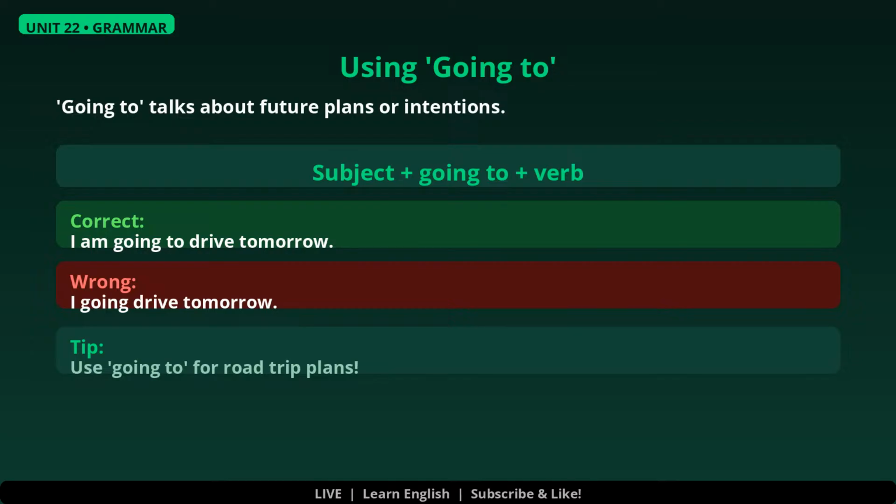Grammar lesson. Using going to. Going to talks about future plans or intentions. For example, I am going to drive tomorrow. A helpful tip. Use going to for road trip plans.